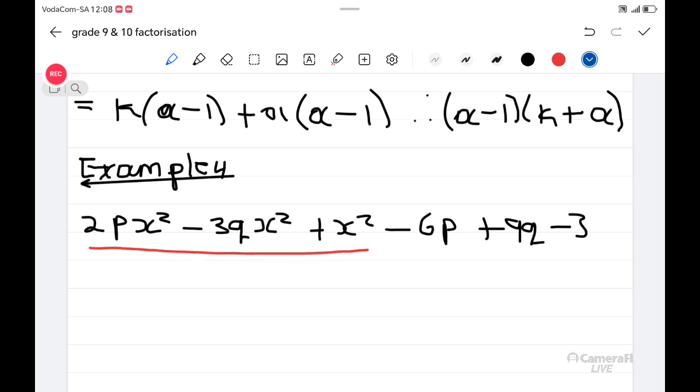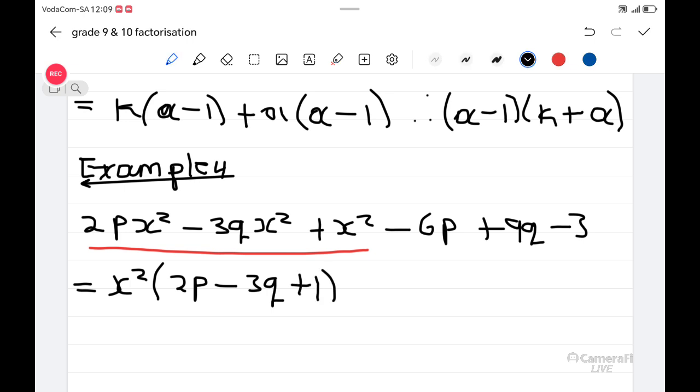So the first 3, what do we have? What is it that is common in the first 3? I see x squared, and then I'm left with 2p minus 3q, and then x squared here is our common factor. It means here we are going to replace it with 1, it has a plus 1.